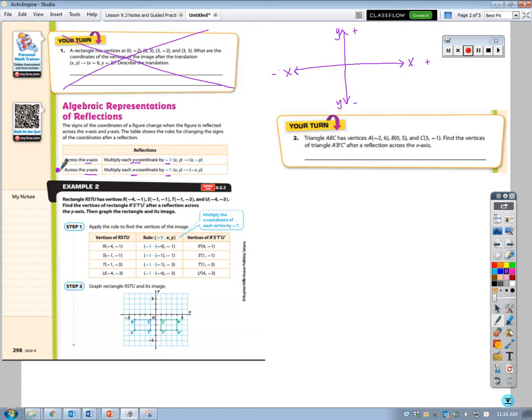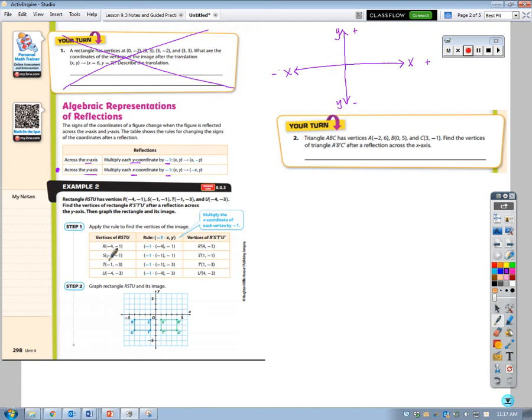So first thing they did is they've got all their original vertices. They made a column for the rule, which means that since they are reflecting across the y-axis, they're going to multiply each x-coordinate by negative 1. So they set that up here. And then they have the vertices of their image. So you can see that they took negative 4, which is their x, multiplied it by negative 1, and that means that their new coordinate is 4 and 1. The y-coordinate did not change.